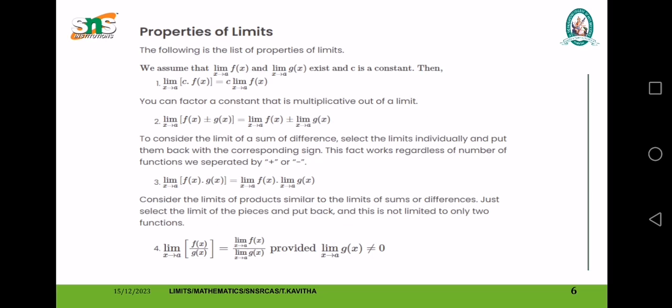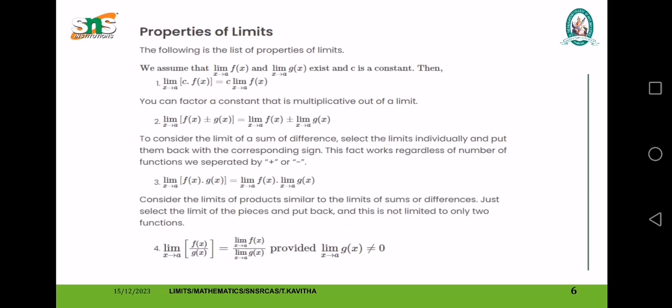These are the properties of limits. The following is the list of properties of limits. We assume that limit x tends to a f of x and limit x tends to a g of x exist and c is a constant. If the two limits exist, then limit x tends to a of c times f of x is equal to c times limit x tends to a f of x. You can factor a constant, that is a multiplicative constant, out of a limit.